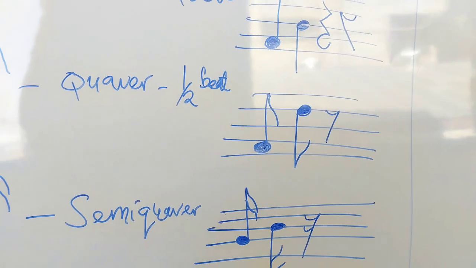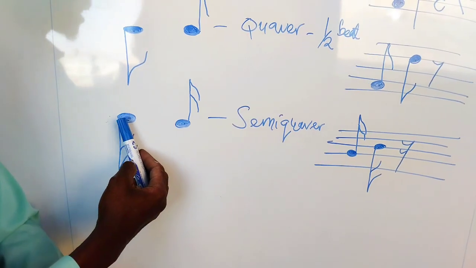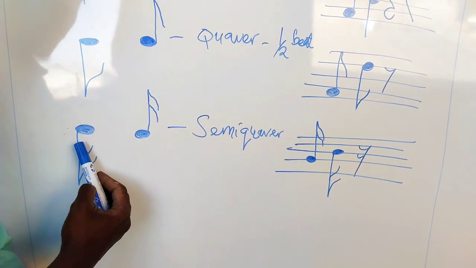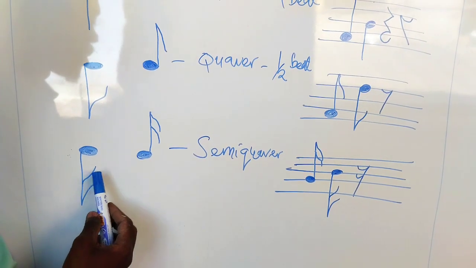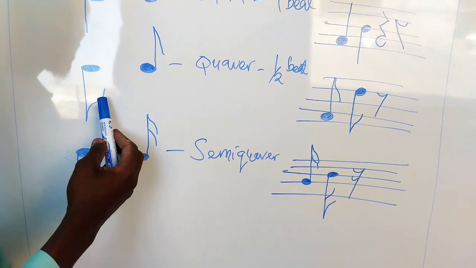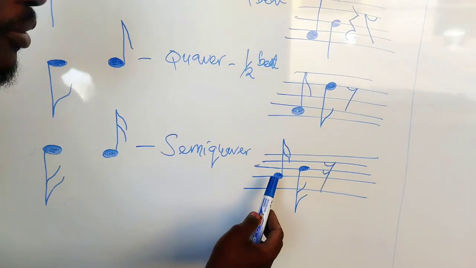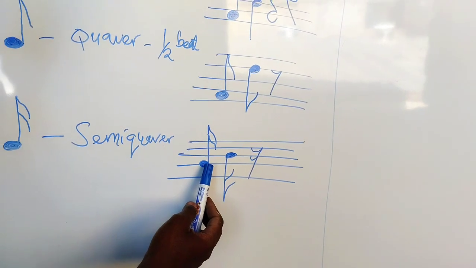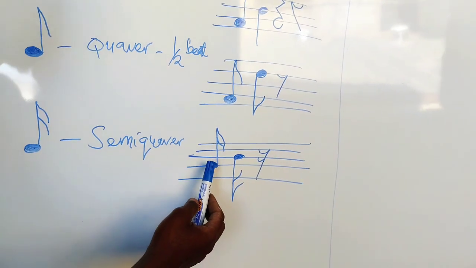We also have the semiquaver, which has a shaded head with a stem and a tail. This time around the tails are 2, not 1 as in the quaver. As you write them, you write the shaded head, then make sure that the stem covers at least an octave in the staff.